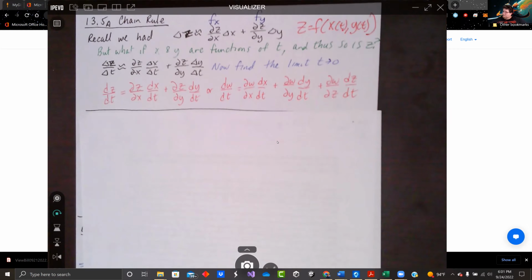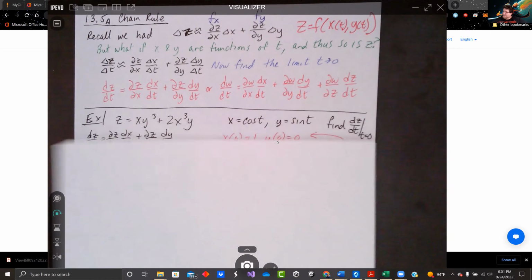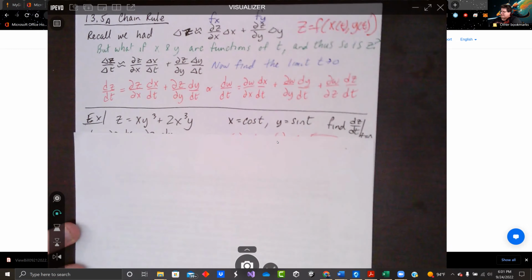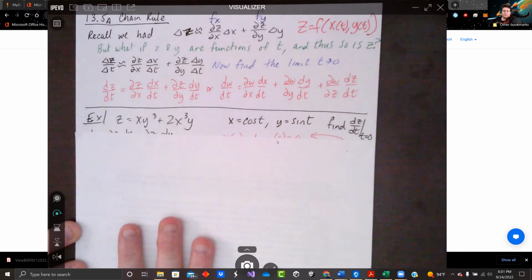So let's take a look at an example. z equals x times y cubed plus 2x cubed times y. x equals cosine t, y equals sine t. We're going to find dz dt at t equals 0.